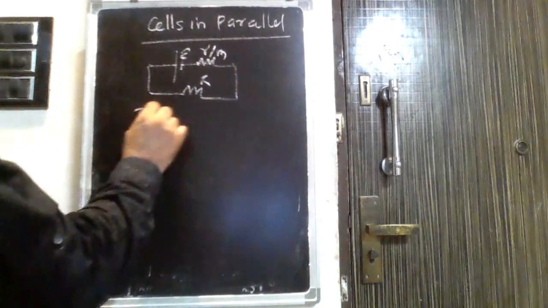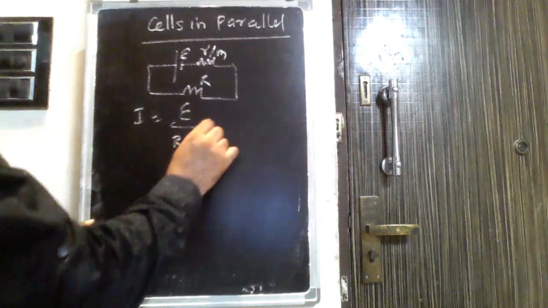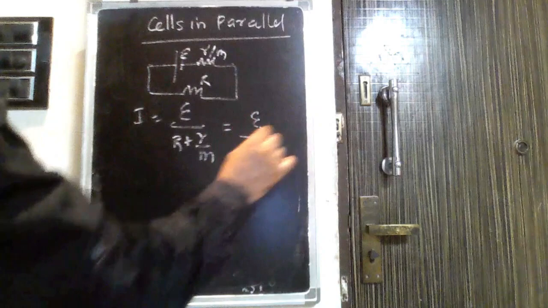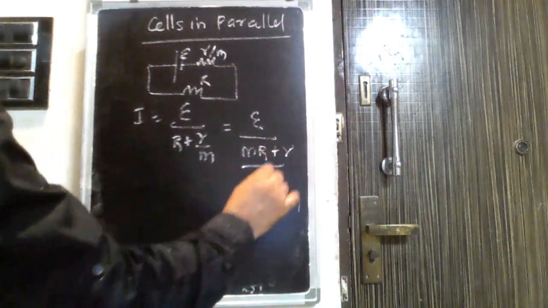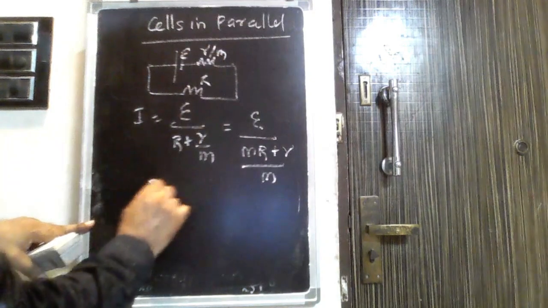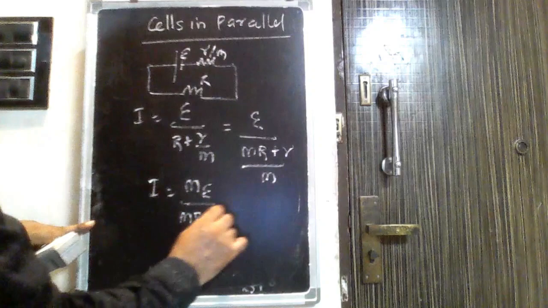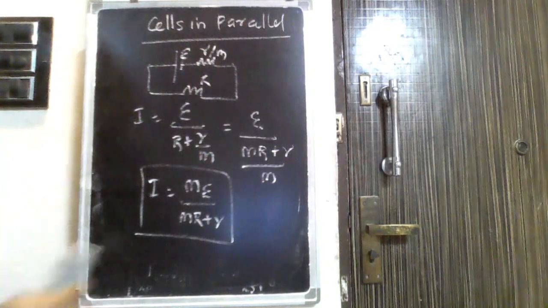So I equals total EMF E by total resistance. These two are in series now, R plus r by m. Take LCM. You get E by (mR plus r) by m. It goes up. So I becomes mE by mR plus r. So this is going to be my current for cells in parallel.